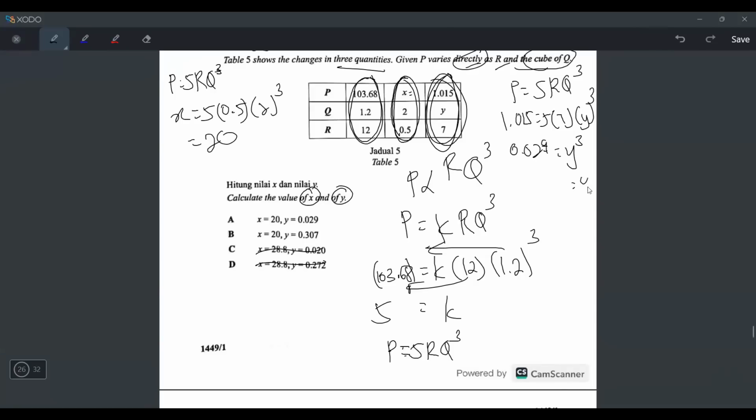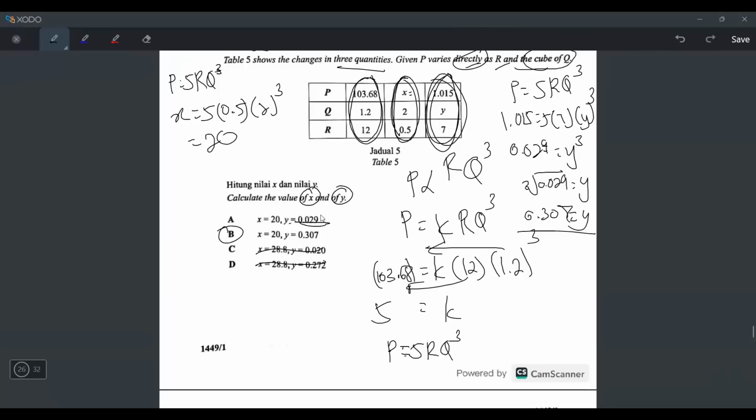But I want Y, so I have to pindah the kuasa 3. So what happens when I pindah kuasa 3? It will become punca kuasa 3. Or in English, we call it the cube root of this one. So how to press cube root in calculator? Just tekan shift square root answer. So I get 0.307. So this is the value of Y, right? So the answer is B.